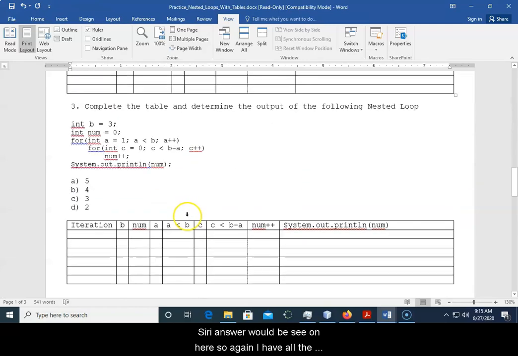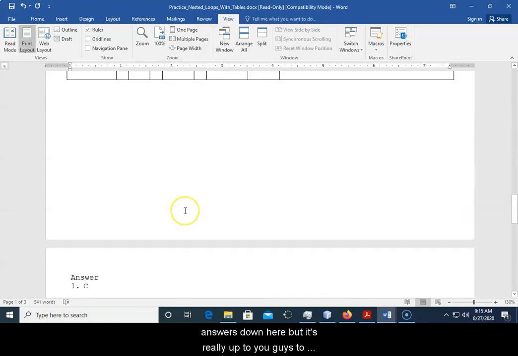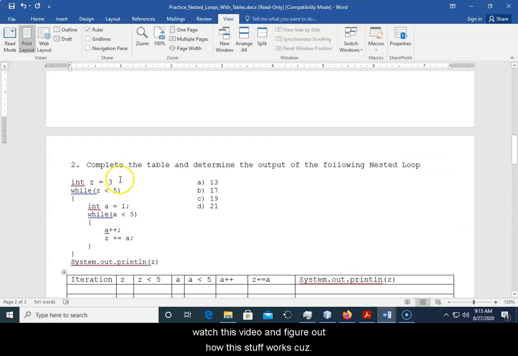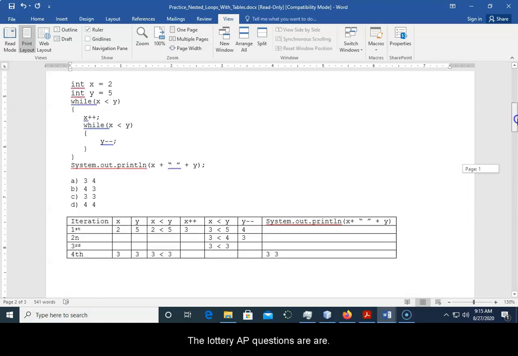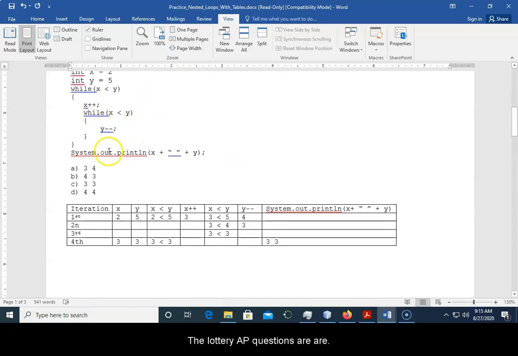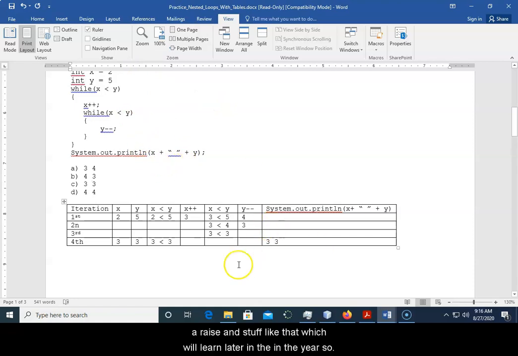So again, I have all the answers down here, but it's really up to you guys to watch this video and figure out how this stuff works, because a lot of the AP questions are loop and nested loop type questions combined with arrays and stuff like that, which we'll learn later in the year.